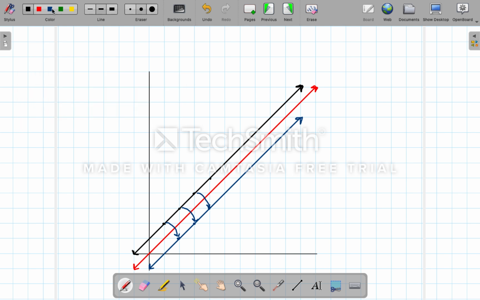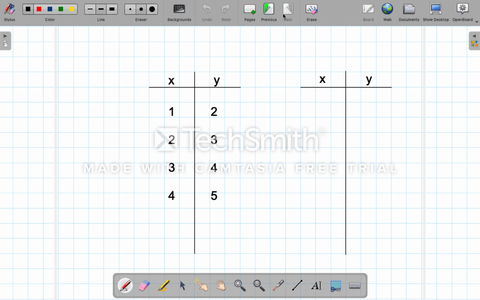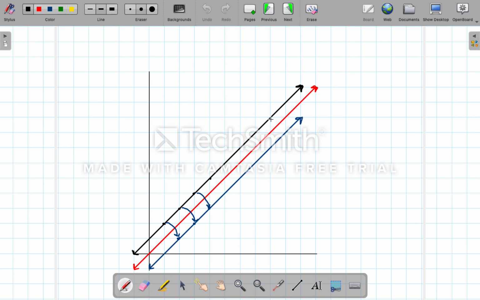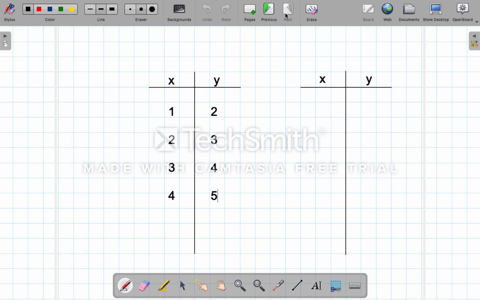The third way to understand the same idea is using an equation. So if we look back at this graph, and we can also look at the graph that we made for it, we can find that the equation of this line is I'm going to take my x value, I'm going to add 1 to it, and I'm going to get my y value.